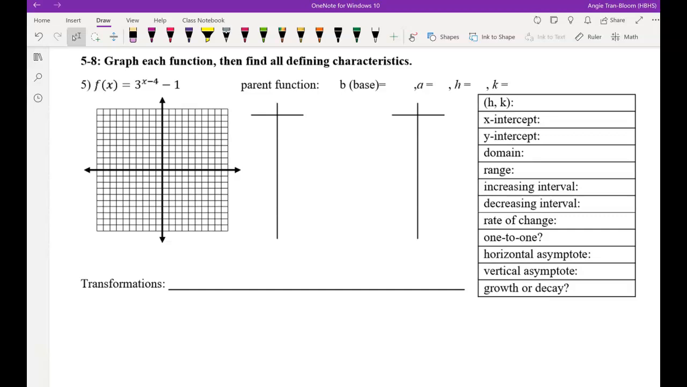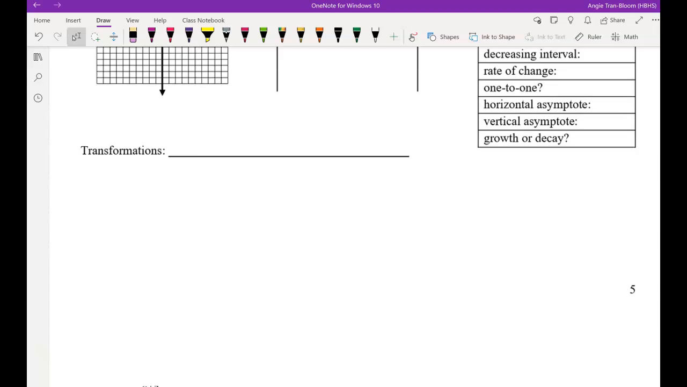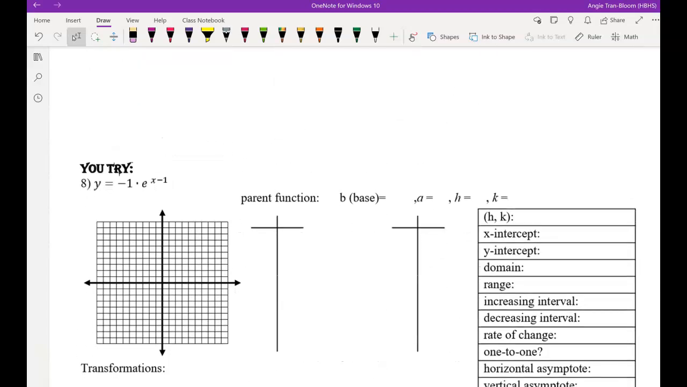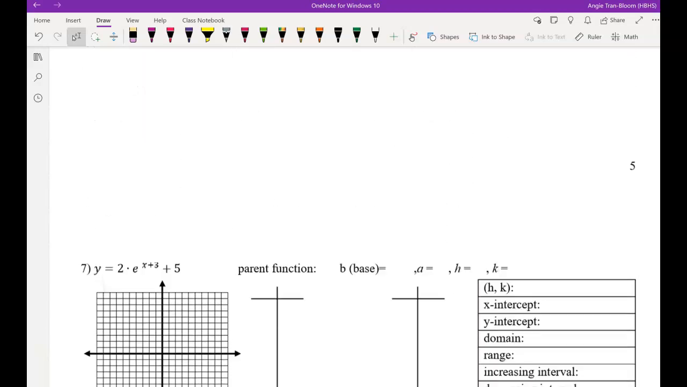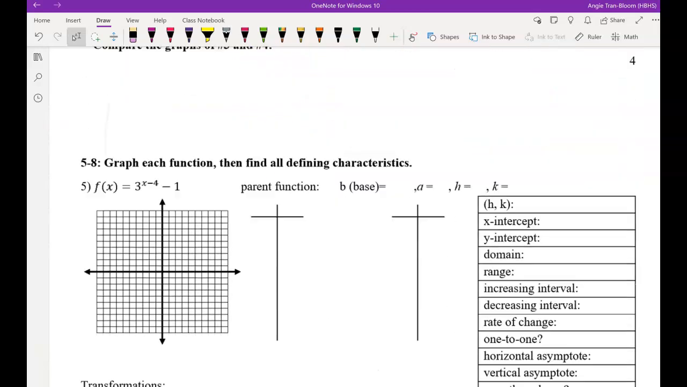So the remaining question says, graph each function, then find all defining characteristics. So we have 5, 6, 7. We'll do these together. And then 8 is the one that you're going to do on your own, okay? Okay, let's go do 5.